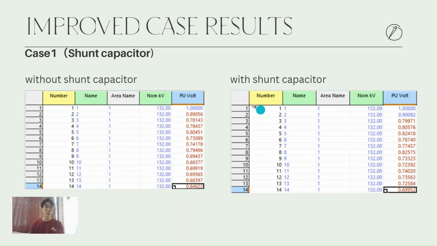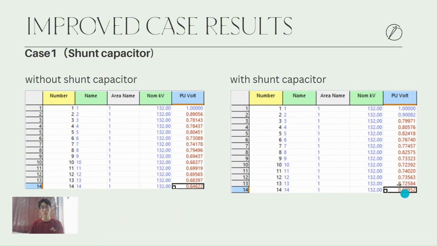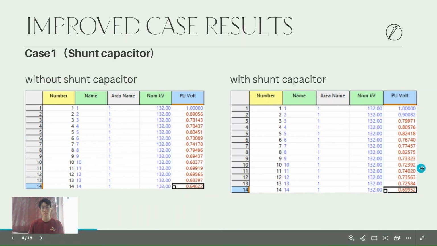Hi, I am Yong Song K, and I'm going to continue the presentation by talking about the improved case result. This is the first method we improved the result, which is using the shunt capacitor. We improved the result at bus 14. This is the result without the shunt capacitor. This is the result with the shunt capacitor. You can see that the PU voltage is increasing.